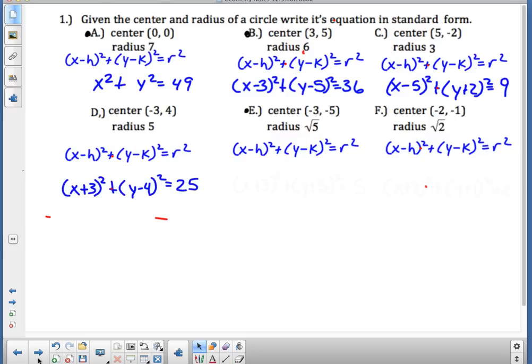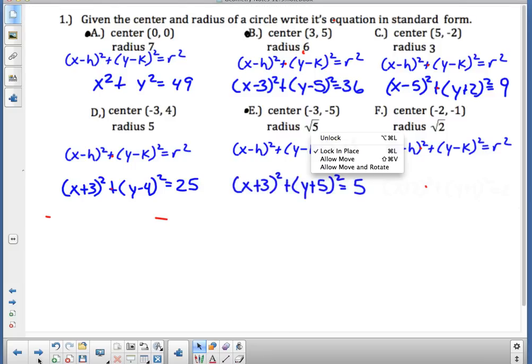Are you okay with -3 and +4 and then 5? It's plugged in like that. x plus 3, y minus 4, 5 squared is 25. I'm doing the same thing. -3, x plus 3, -5, y plus 5. But now, the square root of 5 squared is 5. Check that out. I'm still doing the same thing. Any questions? Do the last one. Get her done.